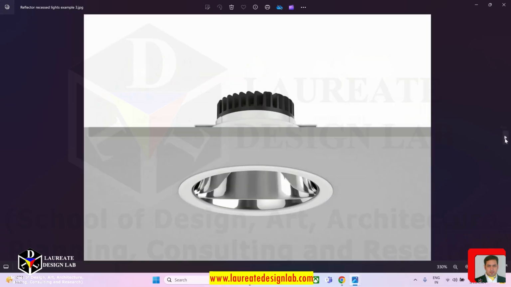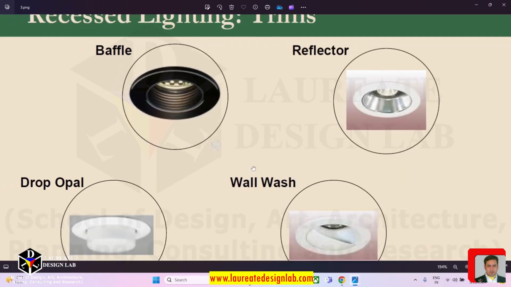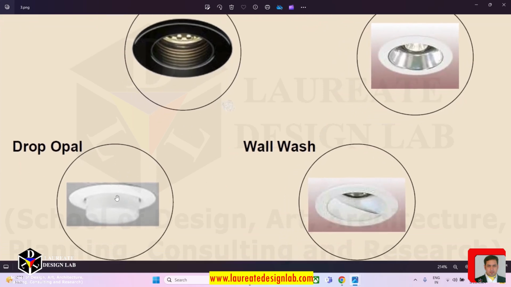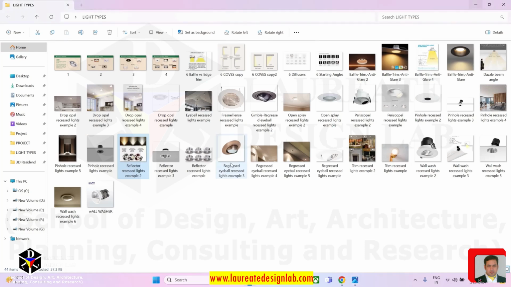Now we will move to the next slide, which is about drop opal. Drop opal light, how does it look?